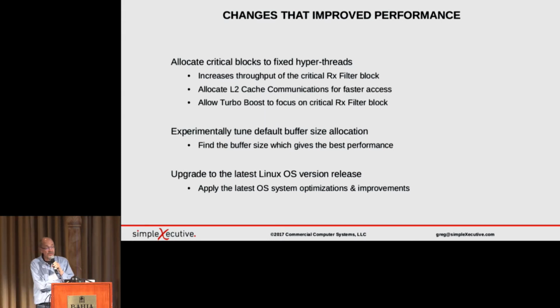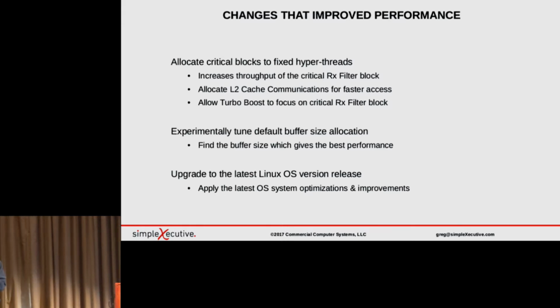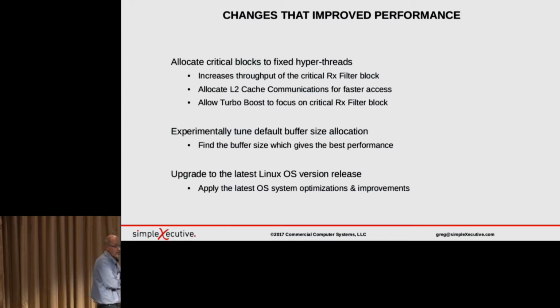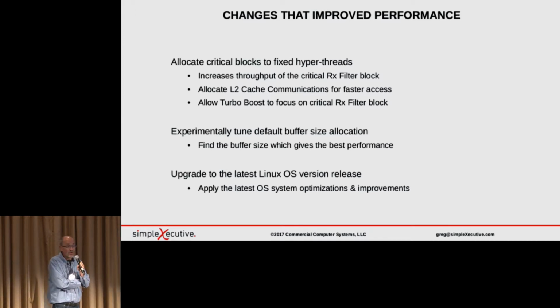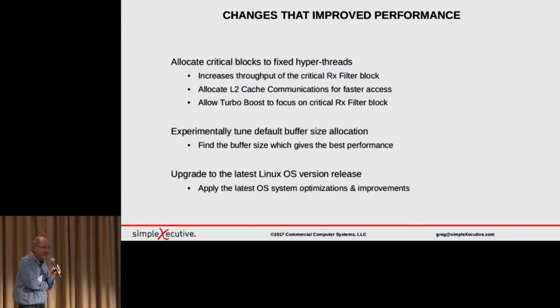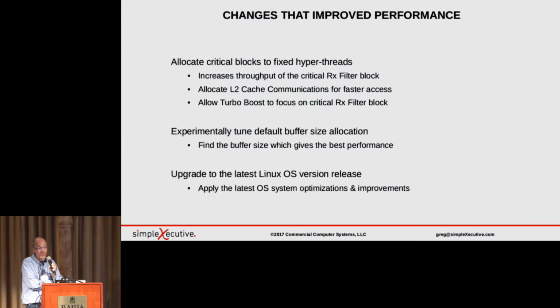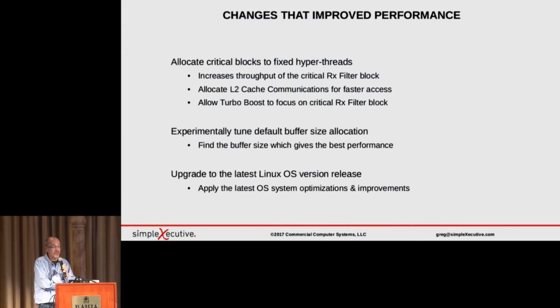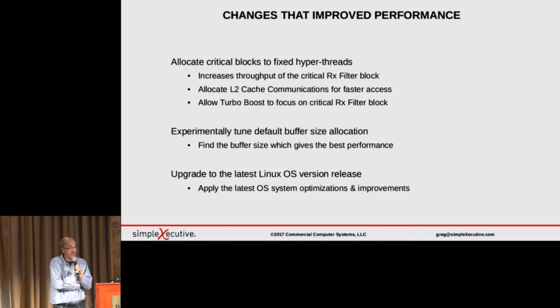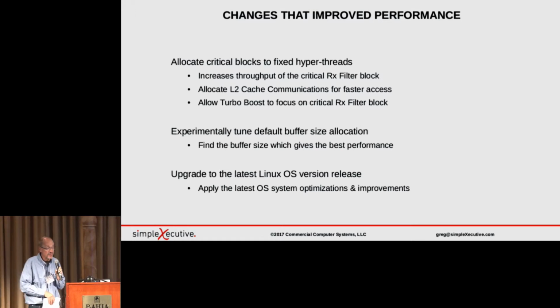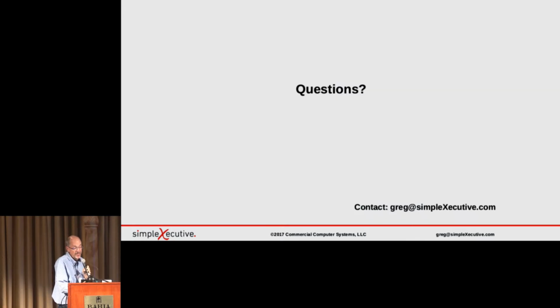Changes that improved performance. Once again, as in the Intel i7 chip, using siblings for adjacent blocks in a GNU application is important. Siblings are hyper-threaded cores that work well together, in that they share cache. We did attempt to tune the default buffer sizes. I don't think we got anywhere with that. We did upgrade the Linux OS version to take advantage of somewhat better thread allocation. And I guess that's it for my portion.